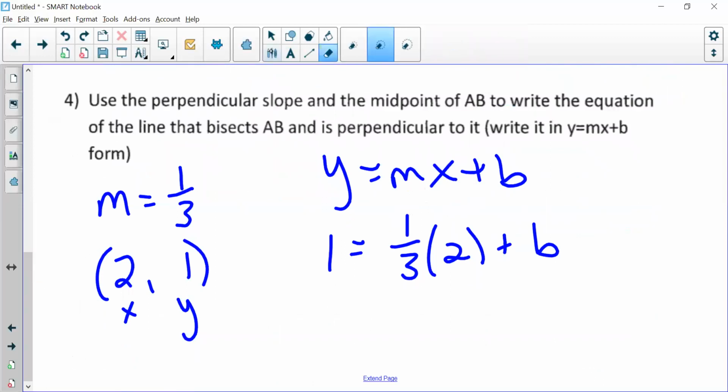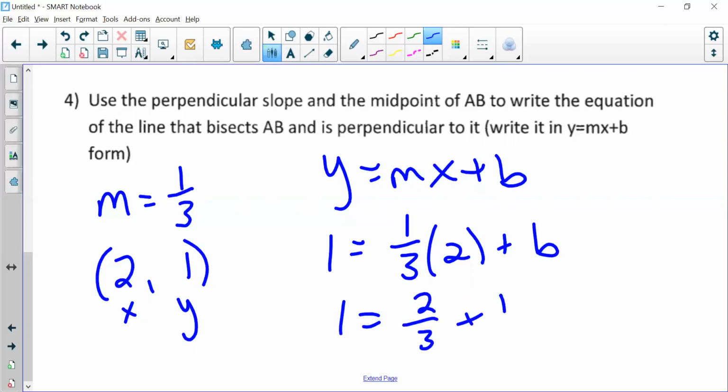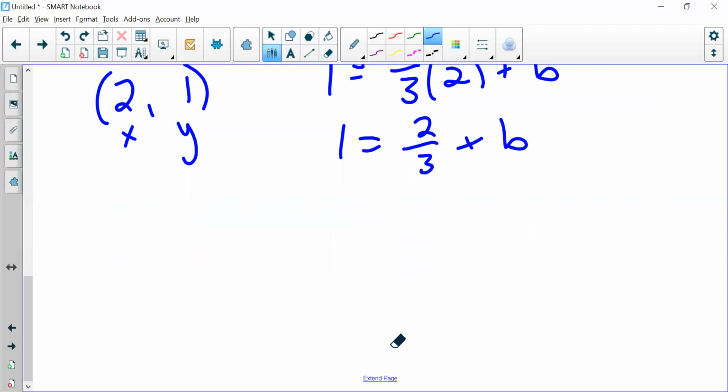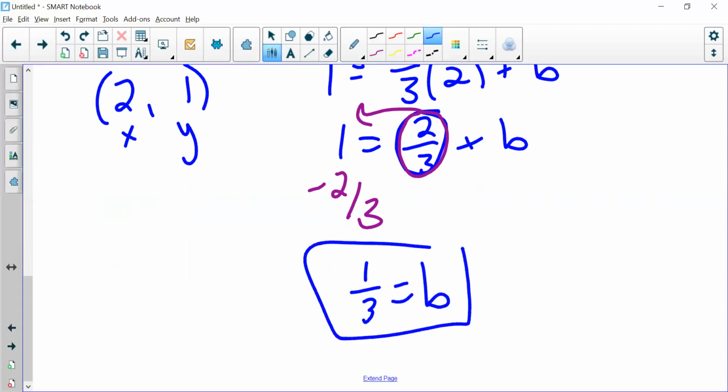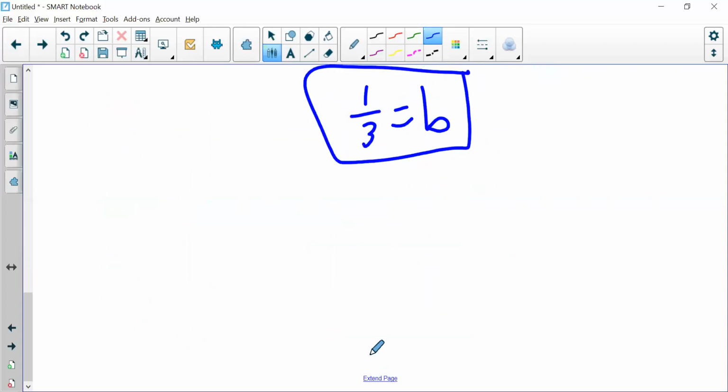Who wants to isolate for b here? 2/3 now. Good. 1 minus 1/3 times 2 is 2/3. And then once you subtract, you have 1/3 is b. Okay, so this ends up not being a whole number. That does not mean you've done it wrong. Keep going. And what's my equation of the right bisector? y equals 1/3x. Good, Vina.